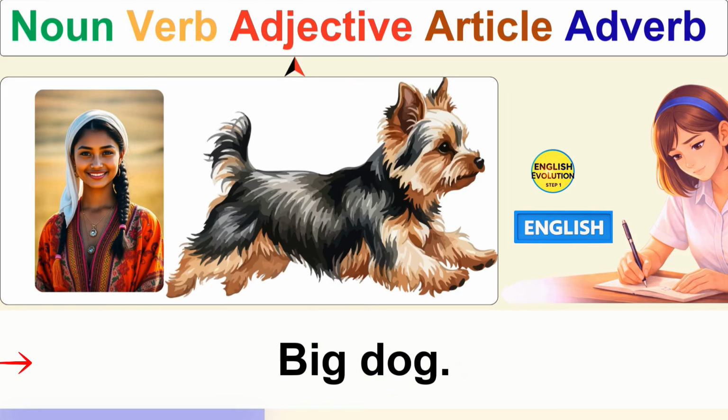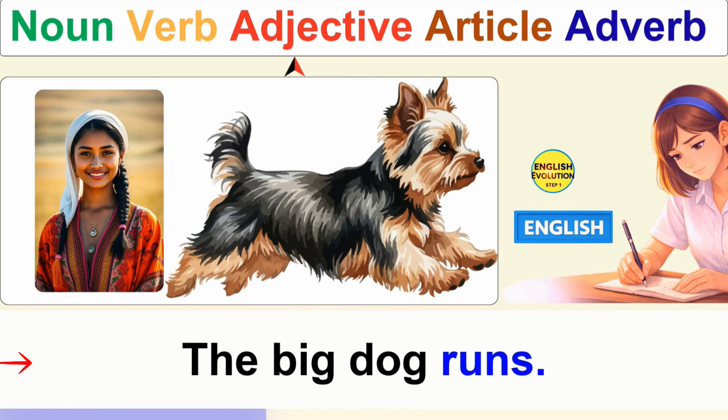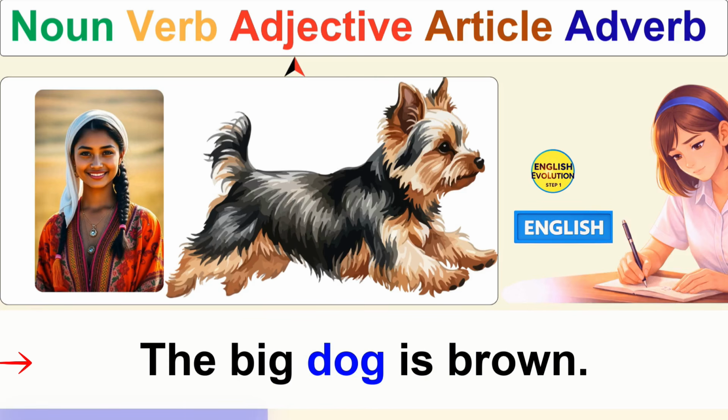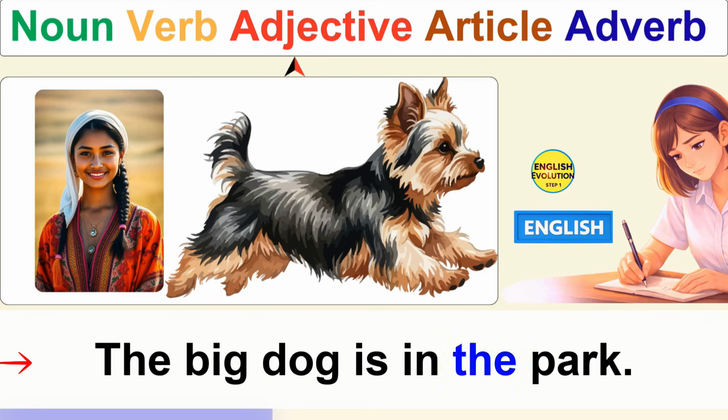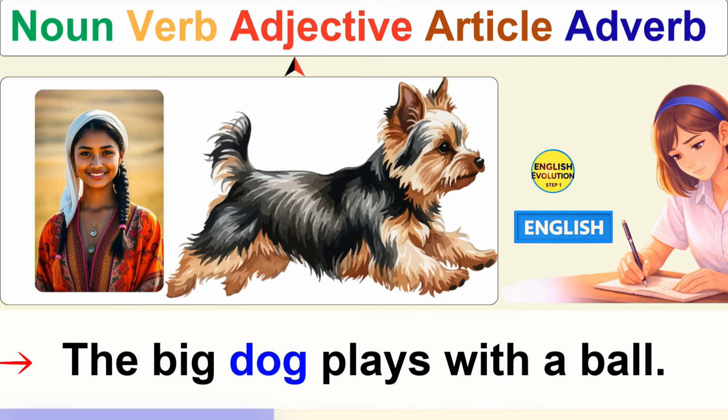Big dog. The big dog runs. The big dog is brown. The big dog eats food. The big dog is in the park. The big dog plays with a ball.